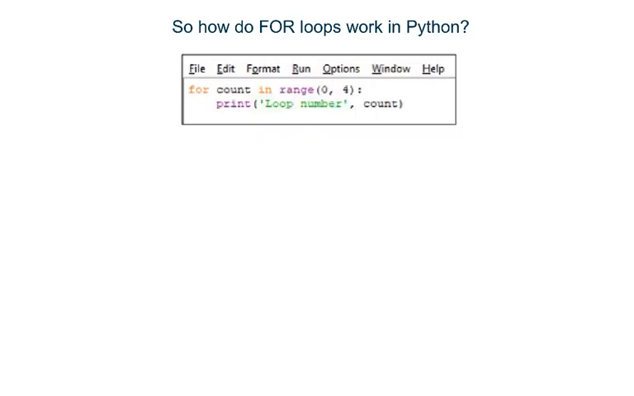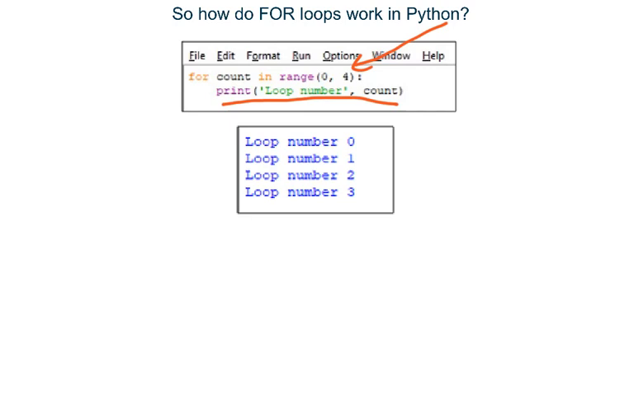This new program is very similar, except that the program loops from 0 to 3, because 4 is the second number in the brackets, and 3 is 1 before 4. Also, instead of just printing out what is stored in variable count, the program prints out the words loop number followed by what is in variable count. So we see this when we run the program.